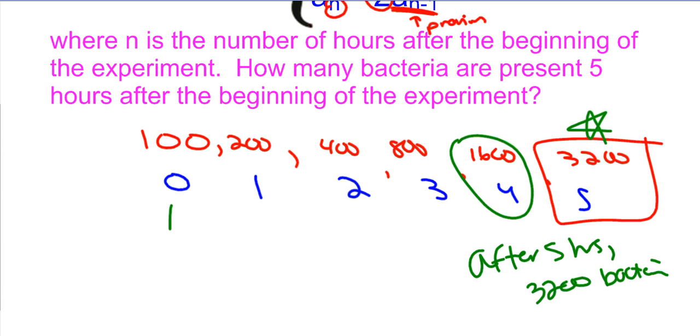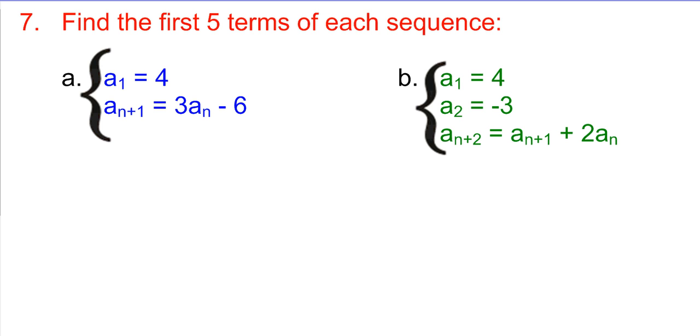Okay, last one, number 7. Here's you practicing your recursive. It asks for the first 5 terms, so you have to see what it's telling you to do. My first term is 4, and that is listed. Here it's saying to find the next term, you plug in this term, and that gives you the next term. So it would be 4 times 3 minus 6.